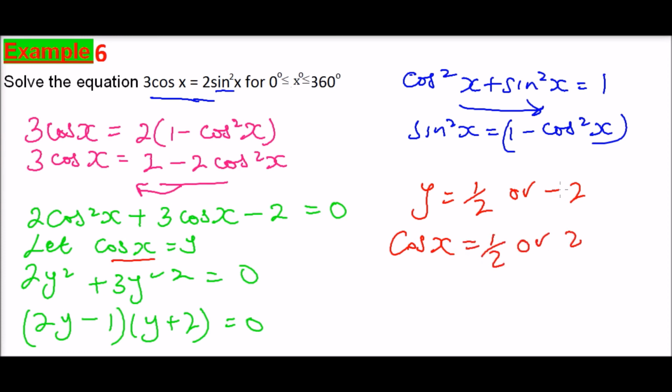The angles that satisfy this condition: one is angle 60. The cosine of angle 60 is a half. So we say x is equal to 60 degrees. And the other angle is 300. That is an angle in the fourth quadrant where cosine is positive. So it is 300 degrees. So these are the angles that satisfy our equation.